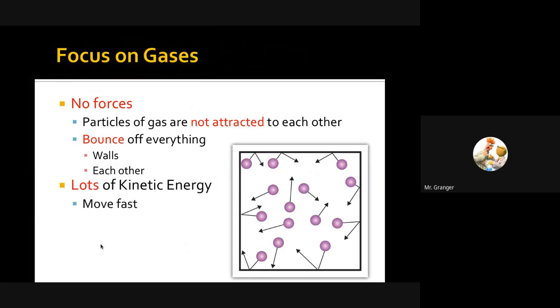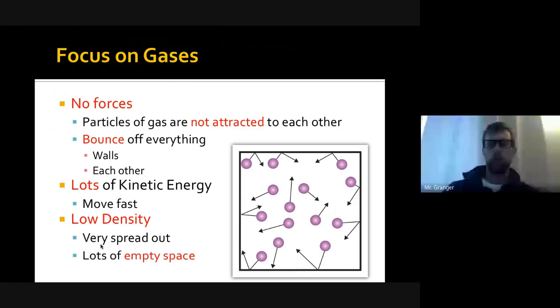There's a lot of kinetic energy within these because they're typically at higher temperatures and there's no intermolecular forces present to hold them close together. They do have a very low density, and they are very spread out because of that low density.